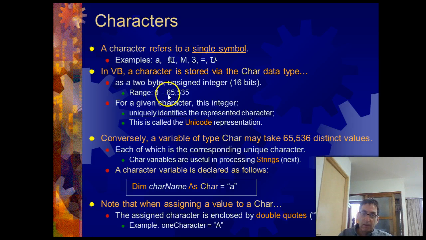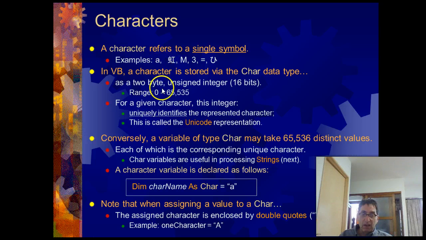So that's kind of the set of underlying values that it can take, but it's going to be set to values like this. Okay, that's not a number. We're just saying that's the set of values. And if we have 16 bits, we can express this many different values. For a given character, this integer uniquely identifies the represented character. This is called the Unicode representation.